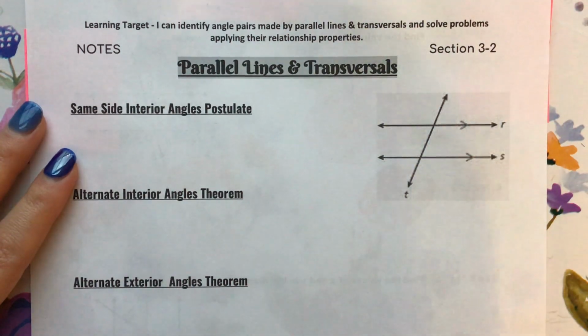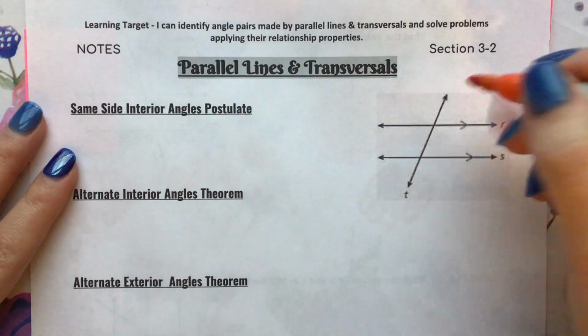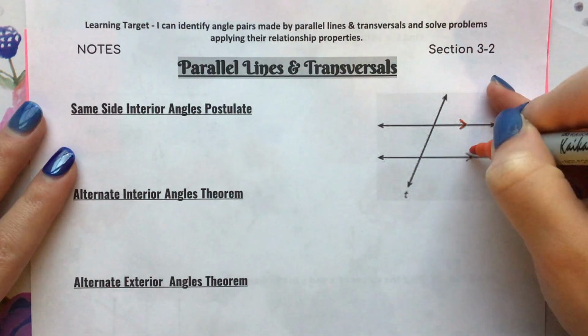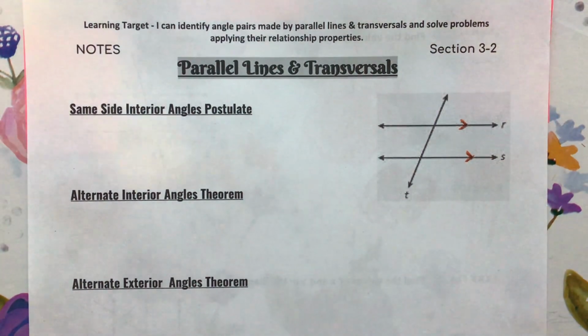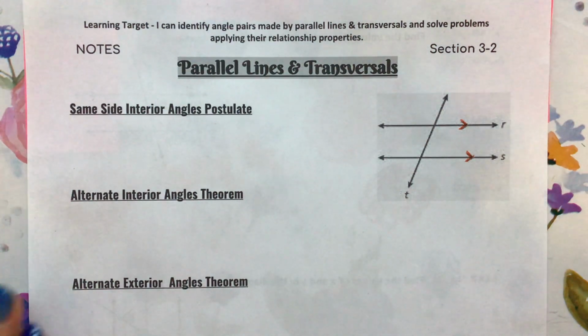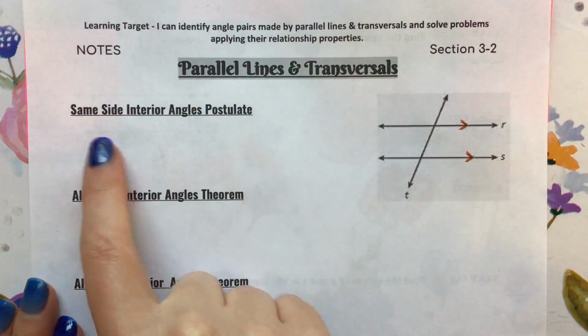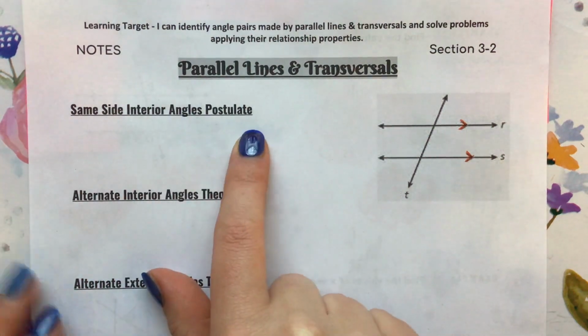Now, if you don't remember what the parallel symbol is, let me try to find something. Here we go. This color will work. If you see a little arrow drawn on your lines, then that means that they are parallel to one another. So here we're going to have a couple postulates and theorems talking about how certain angles are going to relate to each other. So this one is the same side interior angles postulate.